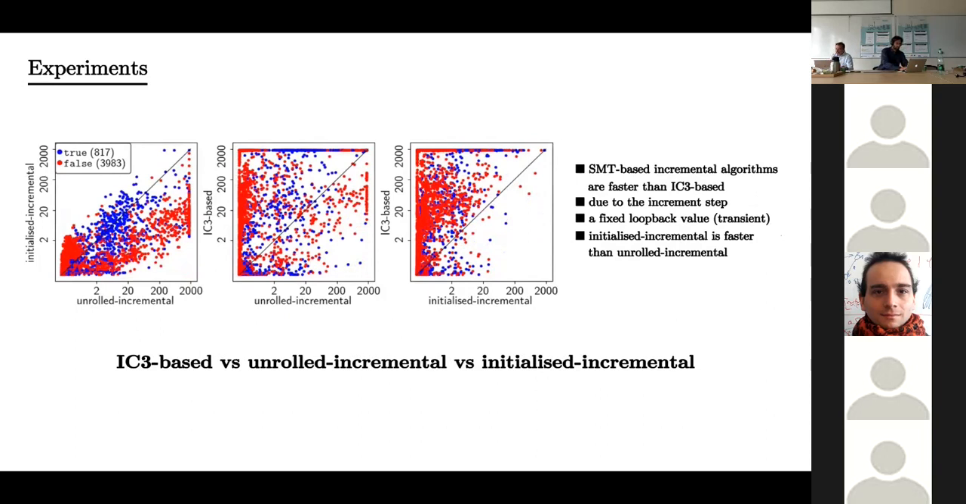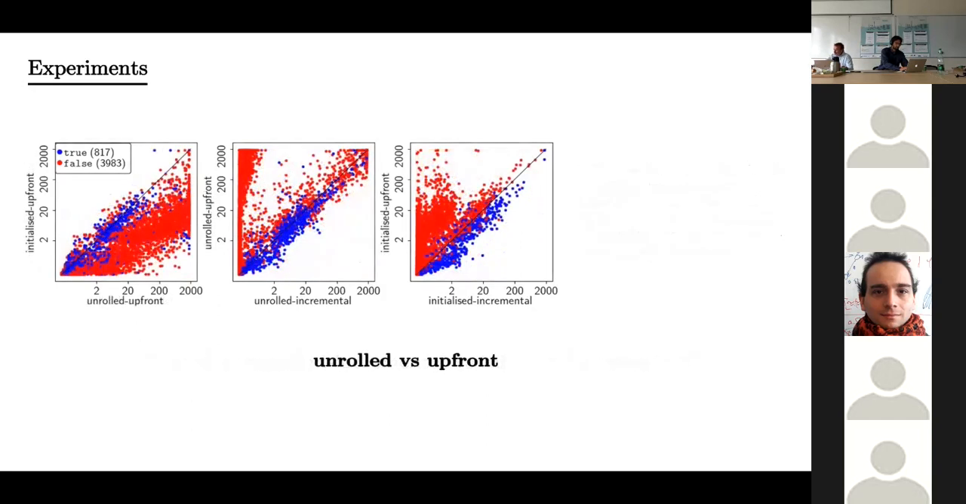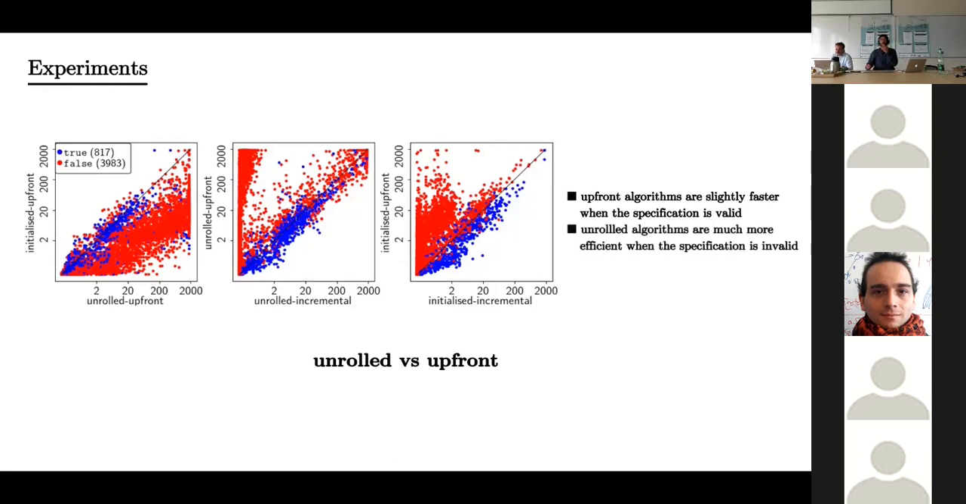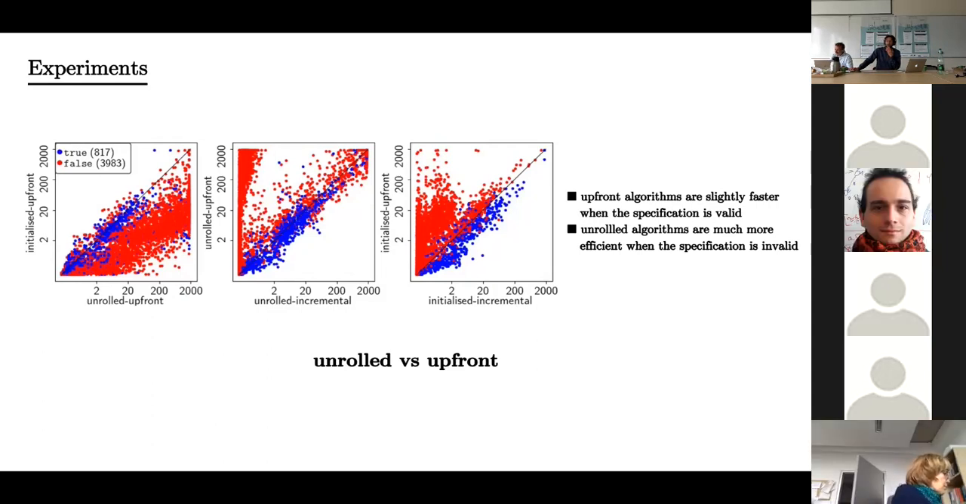Finally, we compare the unrolled with upfront. It is expected that when the specification is valid, the upfront algorithms are faster, since they only search for the counterexample up to a pre-computed completeness threshold. On the other hand, when the specification is invalid, the incremental algorithms are faster, since the counterexample may be found at a smaller bound than the completeness threshold. Interestingly, with the upfront algorithm, the one that employs one set of variables is again faster.